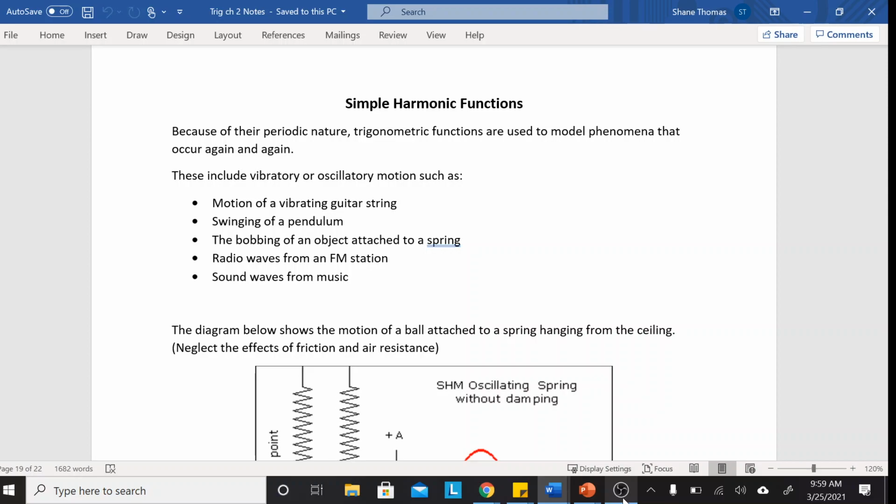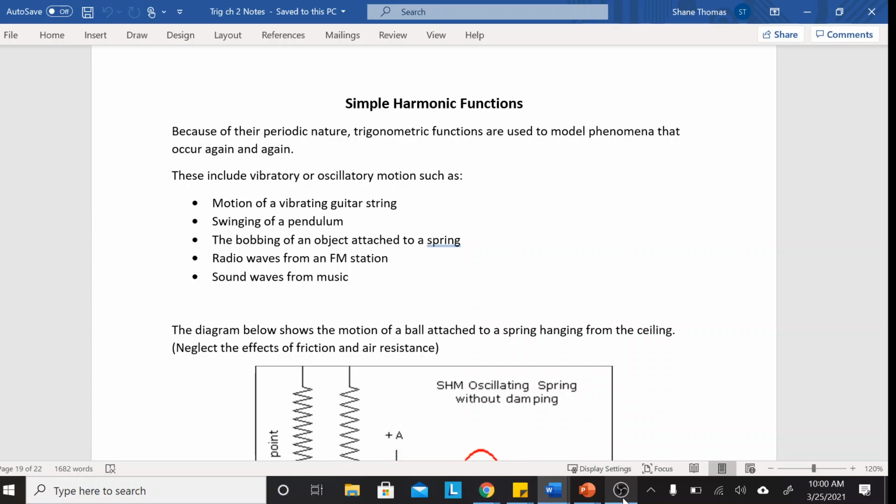Now, some of those are a little bit different. For instance, a guitar string. If you pluck it, it vibrates, right? What happens eventually? It's going to stop. It has to do with things like air resistance, friction, gravity. Those types of things affect a lot of these.